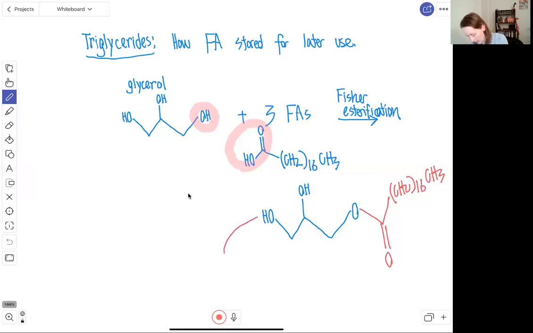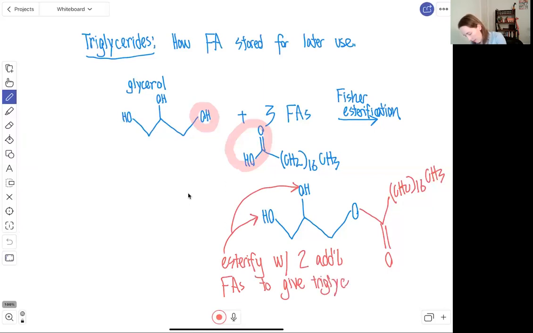So esterify here and here with 2 additional fatty acid units to give a triglyceride. And there are a variety of different fatty acids within a cell. And so a triglyceride can be composed of 3 identical fatty acids that have linked to the glycerol molecule to give the triglyceride product, or it could be 3 different fatty acids there.